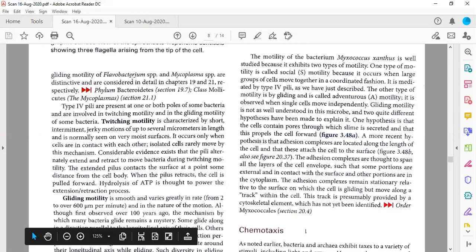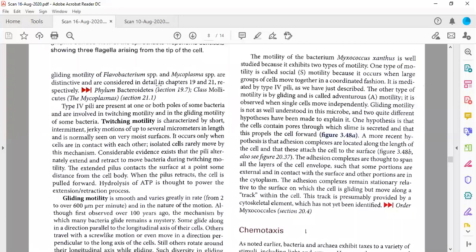There are some species like Flavobacterium species, Mycoplasma species, which are distinctly considered in detail in the upcoming chapters. Type 4 pilus is present at one or both poles of some of the bacteria and is involved in twitching motility and in gliding motility. In some bacteria, twitching motility is characterized by short, intermittent, jerky motions of up to several micrometers in length and is normally seen on very moist surfaces. So these are solid surfaces, but they're moist in nature. It occurs only when cells are in contact with each other. Isolated cells rarely move by this mechanism.